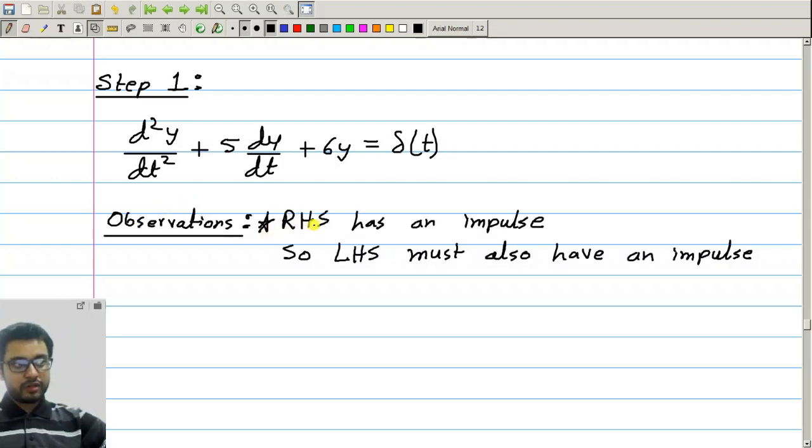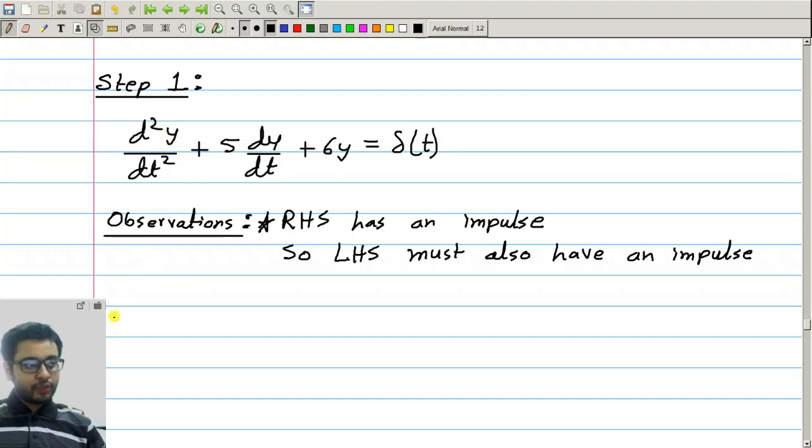First of all, in this equation, the right hand side has an impulse signal. So for this equality to hold, left hand side must also have an impulse signal within this narrow region of 0 minus and 0 plus. Otherwise this equality will not hold. Now the impulse signal in the left hand side might come from y, or it might come from the derivative of y, or from the second derivative of y.